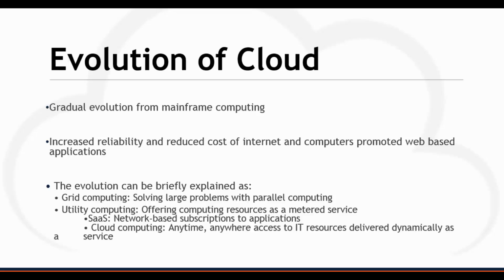In the case of utility computing, the resources required for computing are made available to the client as a metered service. SaaS, otherwise known as Software as a Service, is a network-based model that takes care of software licensing and delivery by providing applications through a web browser. And cloud computing. This provides the required computing resources anytime, anywhere for the clients.